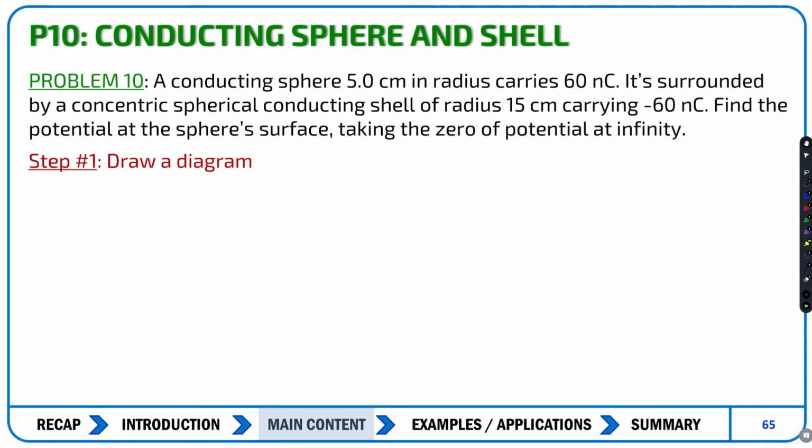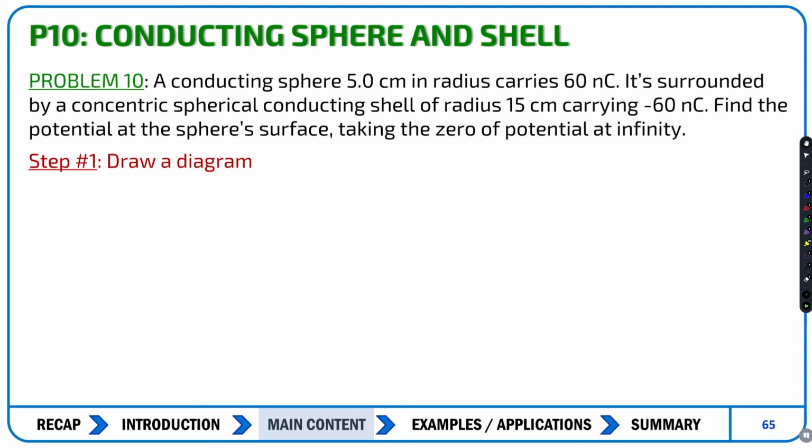This last problem we want to go through has to do with a conducting sphere and a shell. A conducting sphere, 5 centimeters in radius, carries 60 nanocoulombs of charge. It's surrounded by a concentric spherical conducting shell of radius 15 centimeters, carrying negative 60 nanocoulombs of charge. Find the potential at the sphere's surface, taking the 0 of potential at infinity.